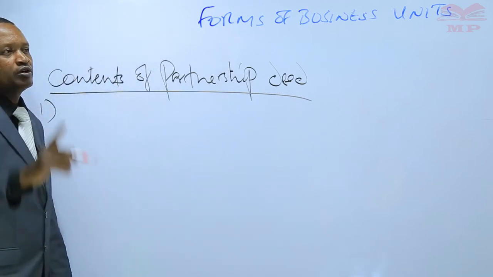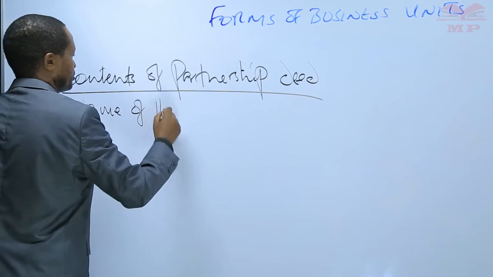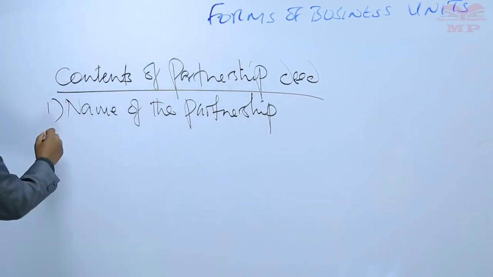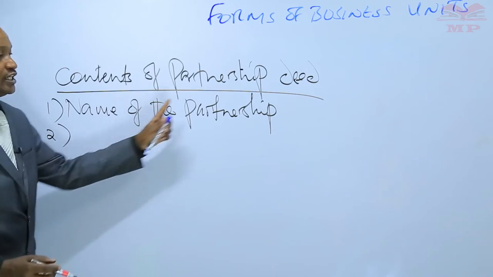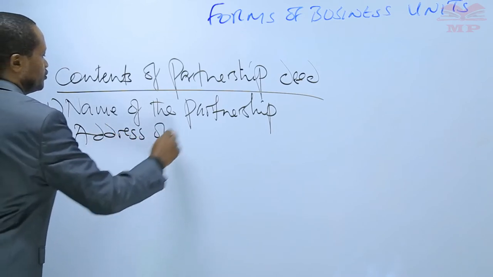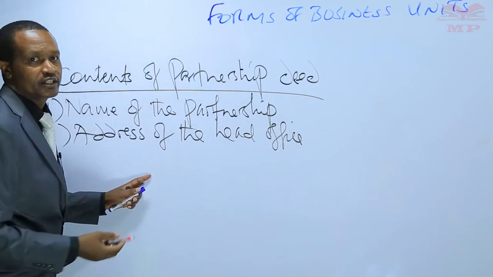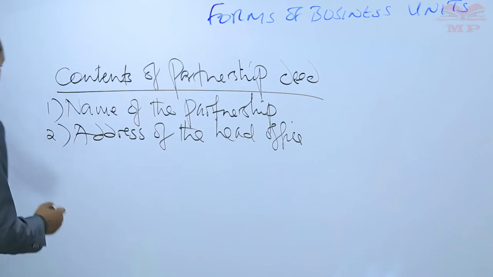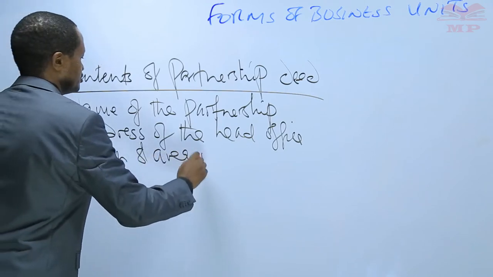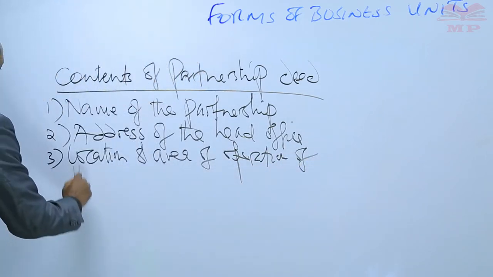Number one is the name of the partnership. Number two, the next item you will find in a partnership deed is the address of the head office. Then there is the location and area of operation of the business.